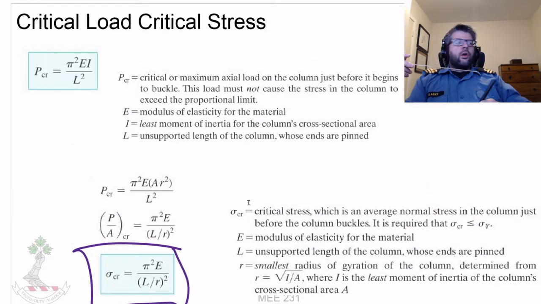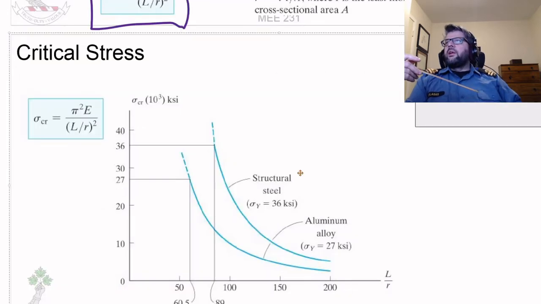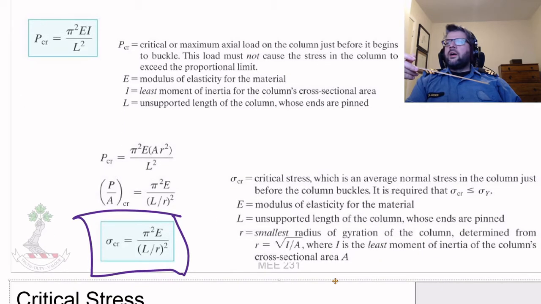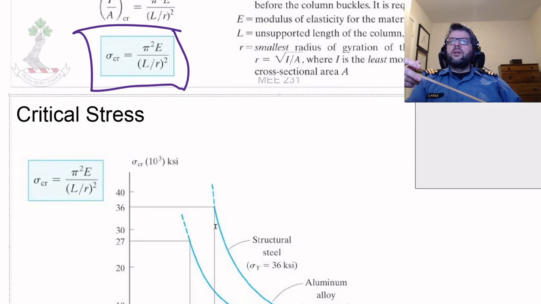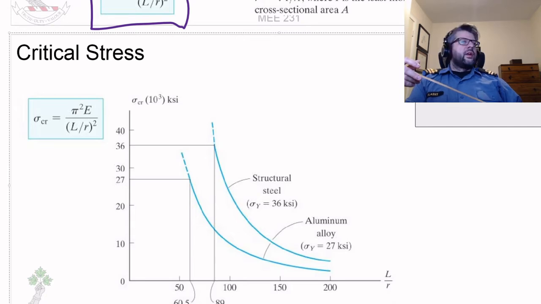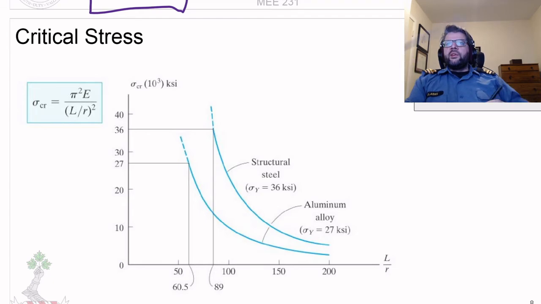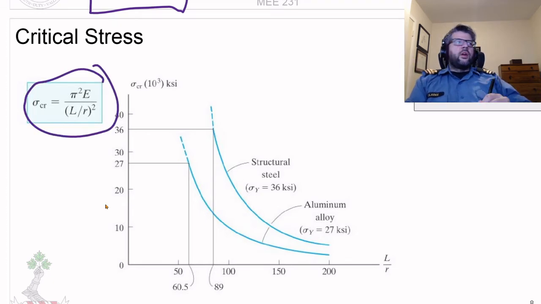And this r here is what they call the radius of gyration. That's found by taking the smallest I and dividing it by A, and then taking the square root of that. So if we look at how that plays out, the parameters here are our E and our slenderness ratio.